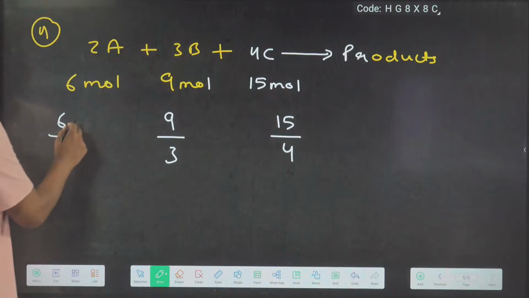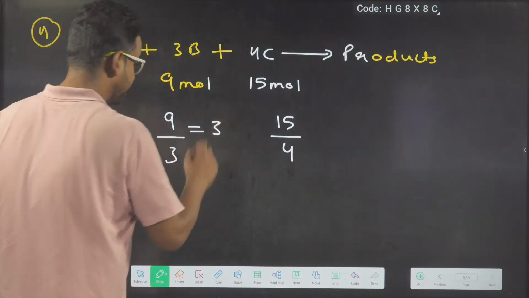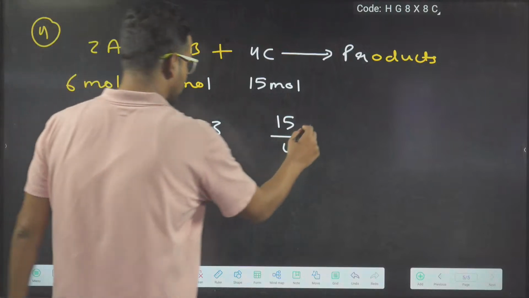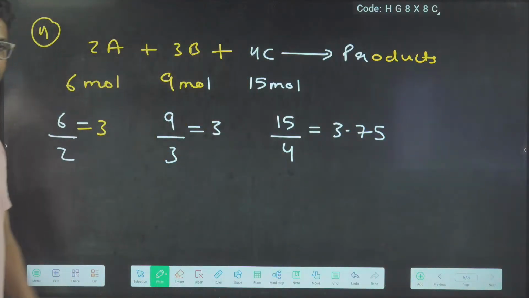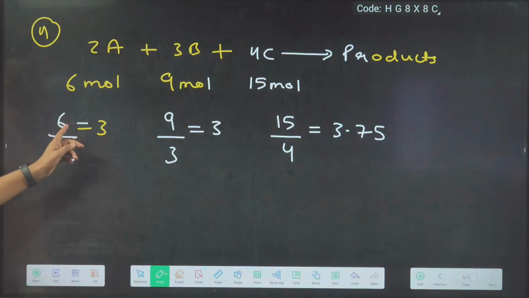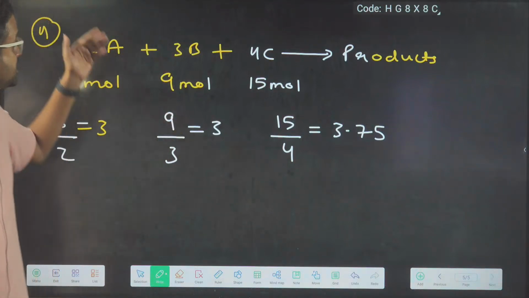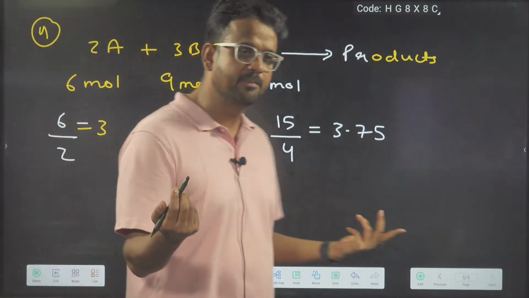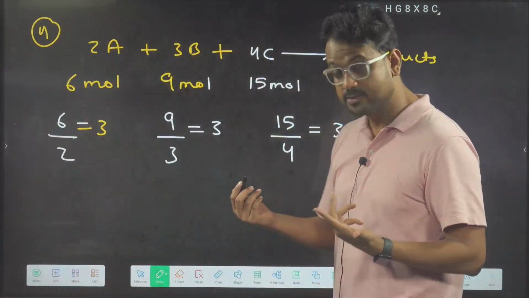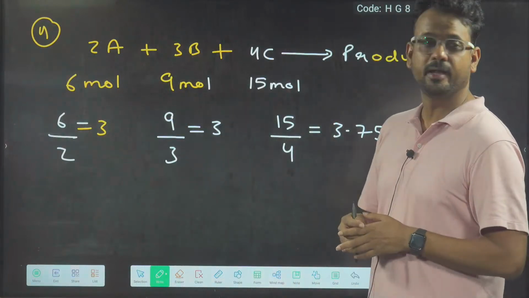6 by 2 is how much? 3. 9 by 3 is how much? 3. And 15 by 4 will be 3.75, more than 3. So this time the minimum value is 3 and there are 2 reagents corresponding to that value. So both of them will be limiting reagent. Both A and B will be consumed. Okay, so both will be limiting reagent.